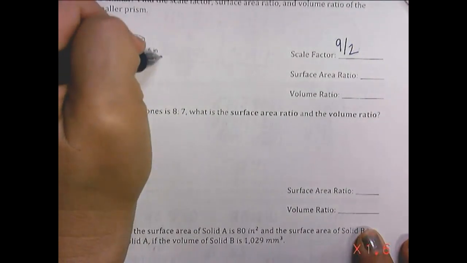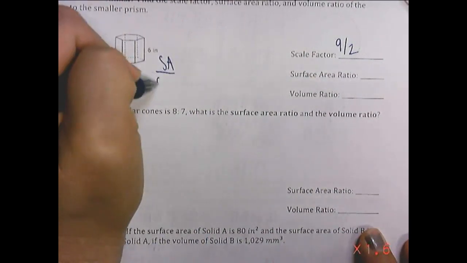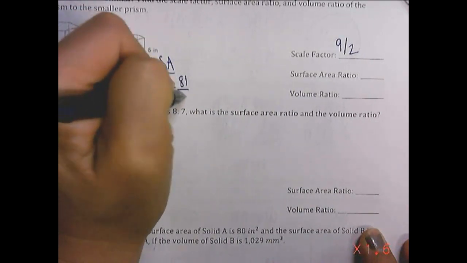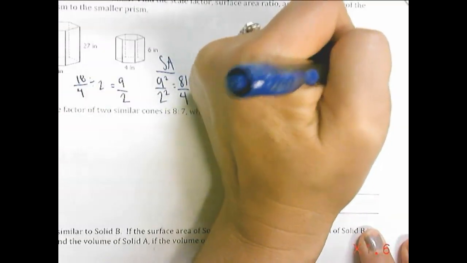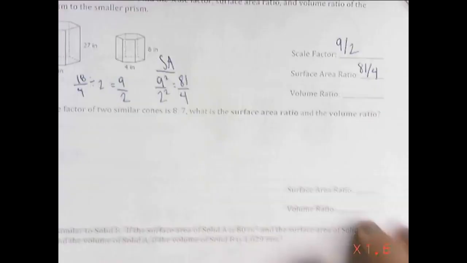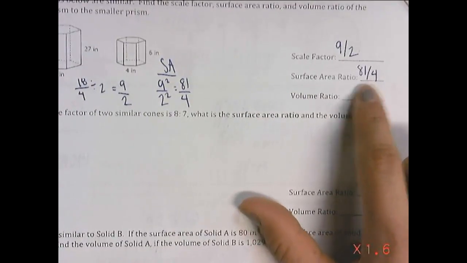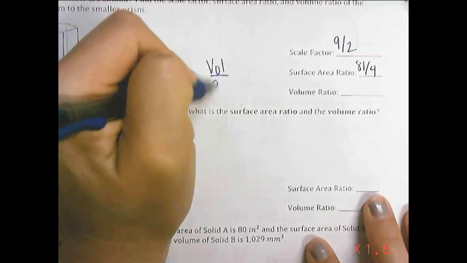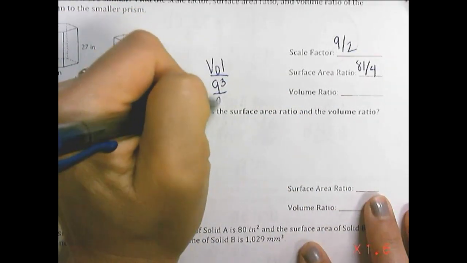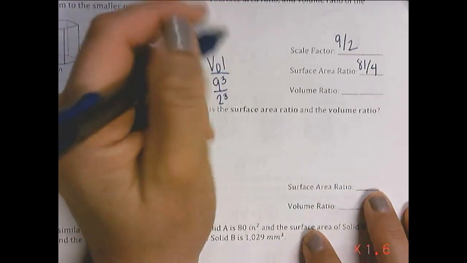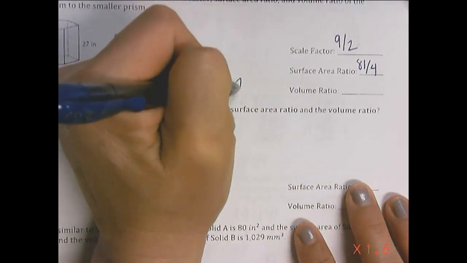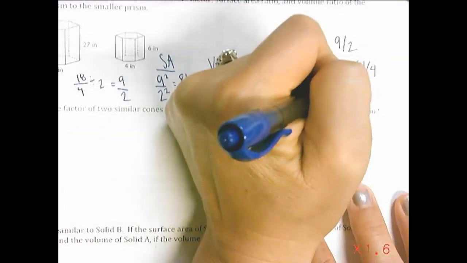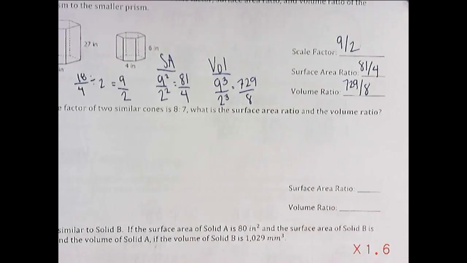Don't forget when we're trying to do surface area, though, we have to take that 9 over 2 and we have to square it. So we end up with 81 over 4. So that's 81 over 4 is our ratio for surface area. Volume, we have to cube. So we're going to take 9 and cube it and 2 and cube it. And we will get 729 over 8.